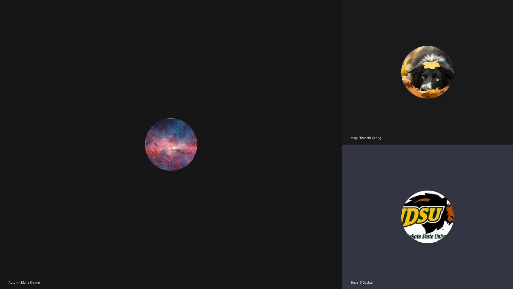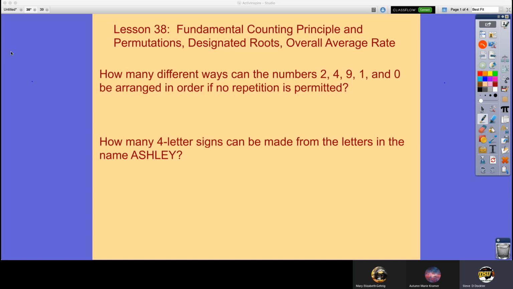All right, so fundamental counting principle first of all, and we're also going to talk about permutations. Now, if you guys remember combinations and permutations from last year, the hardest part was not necessarily the formulas. The hardest part is figuring out which one is which. I still don't like to do that, okay?